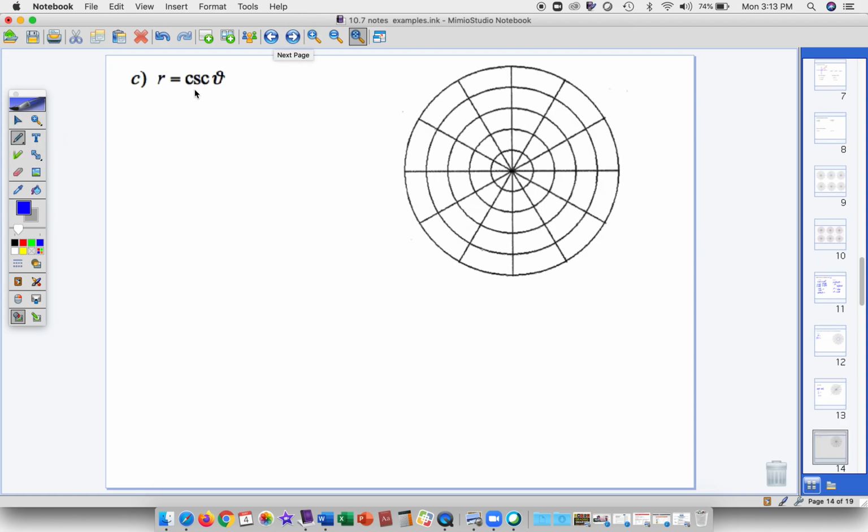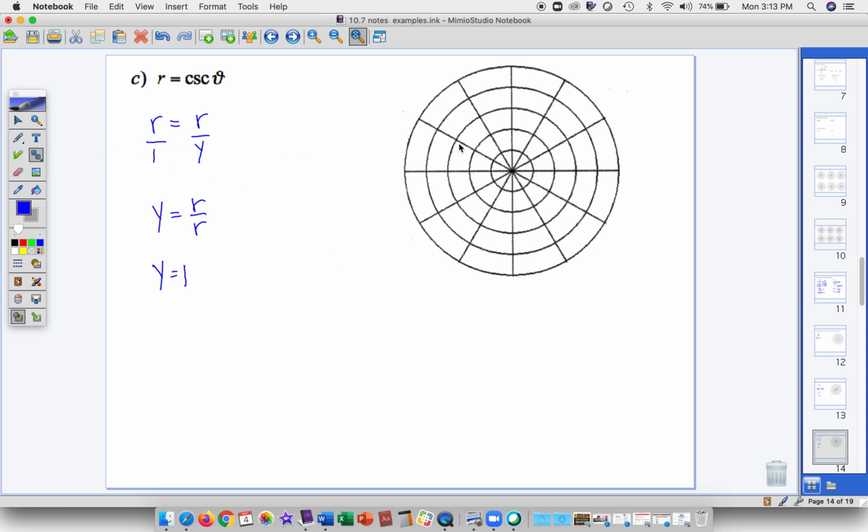Okay, r is equal to cosecant theta. So let's see, what can we do with cosecant theta? We could make that r over y. And then, as a property of proportions, I can interchange the r and the y. Think of this as over 1. So I get y is equal to r over r, which makes y equal to 1.